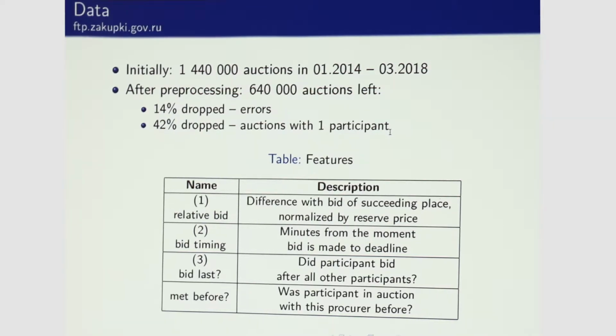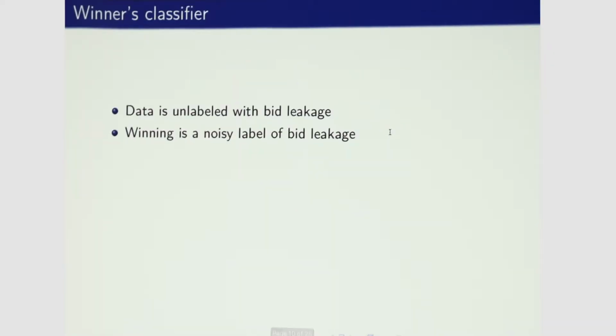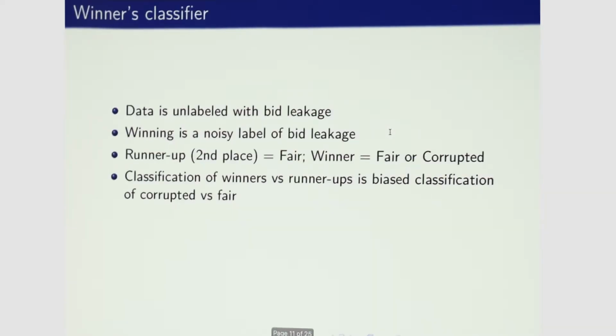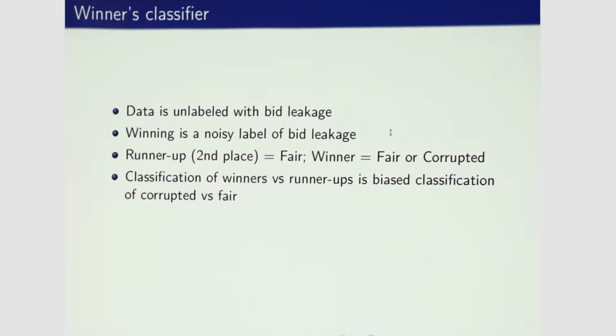What's the model? As I said, the main problem is that data is unlabeled with bid leakage. We cannot just train a classifier on these features, even though we would like to. But what we have instead is a noisy label of corruption, and that is winning in an auction. What do I mean by that? What we assume is that every participant that did not win in an auction is a fair participant. So it's either that, or this participant lost even though he had unfair advantage. So we're not interested in this loser. We're only interested in winners.